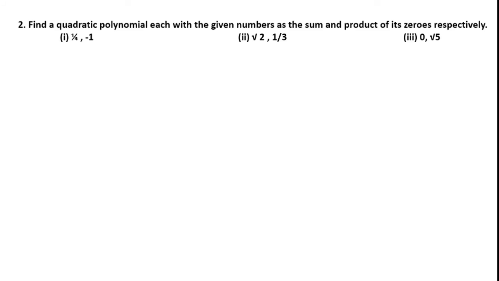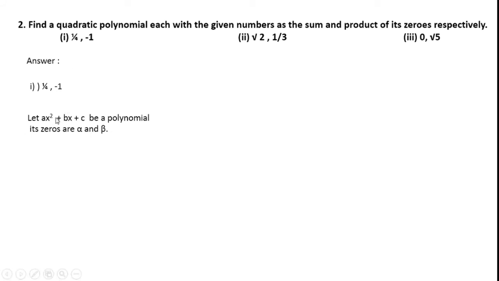So the next question is, find the quadratic polynomial each with the given numbers as the sum and product of its zeros respectively. See here, they are giving the sum and product of the zeros. From this, we should find the quadratic polynomial. How to find? We'll see that. The first one is 1 by 4 and minus 1.